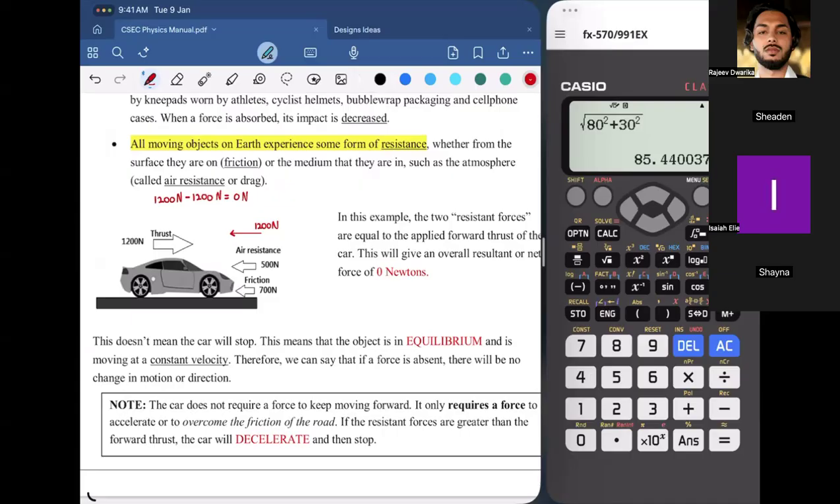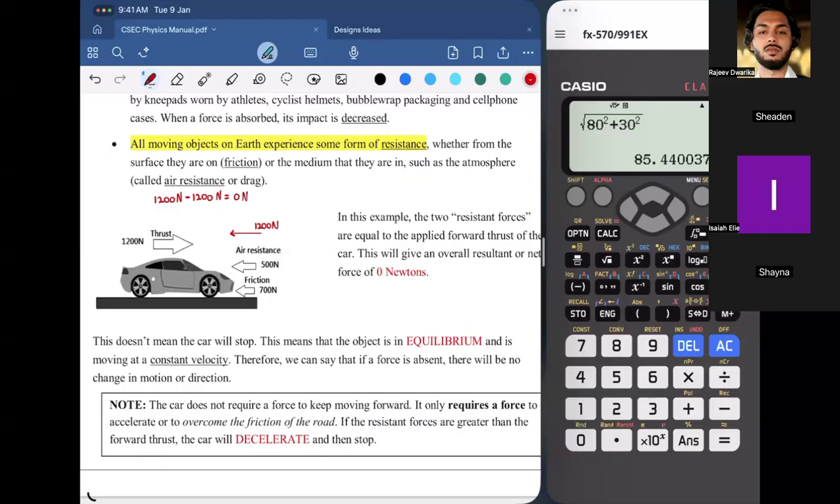Right. And Shay, do you know what acceleration is? Yeah, when you're increasing the speed. Okay, and to increase speed, won't you need to apply an external force to change the speed? Yeah. So you see where I'm going with this. If there's no change in force, or if there's no application of force, can a body accelerate? No. So that's why they are saying this doesn't mean the car will stop. This just means that the body is in equilibrium and it's moving at a constant velocity.